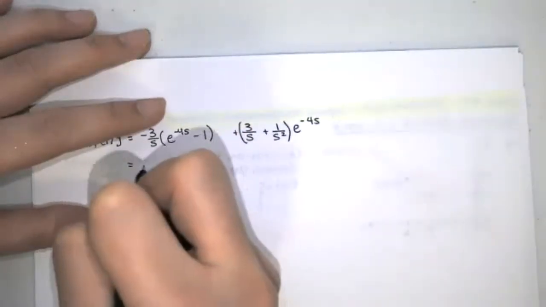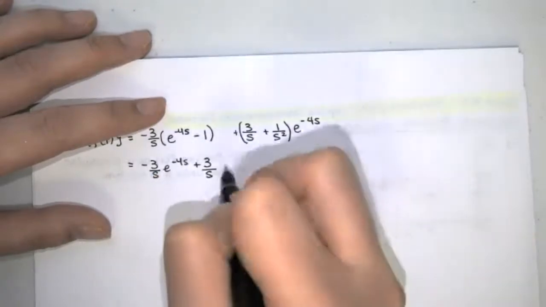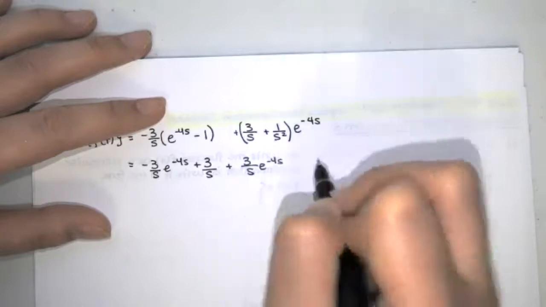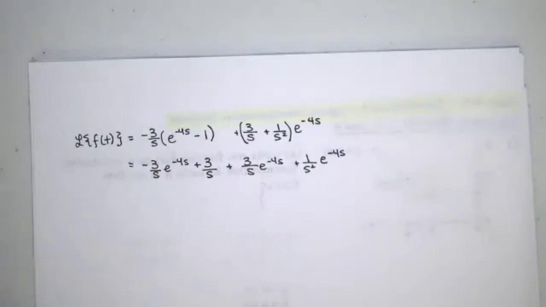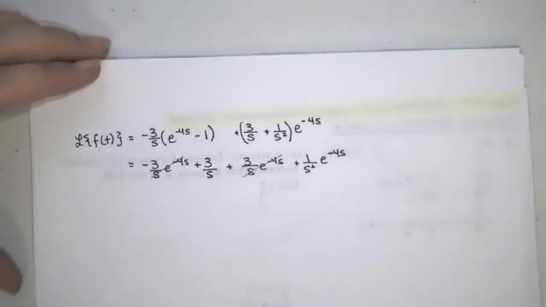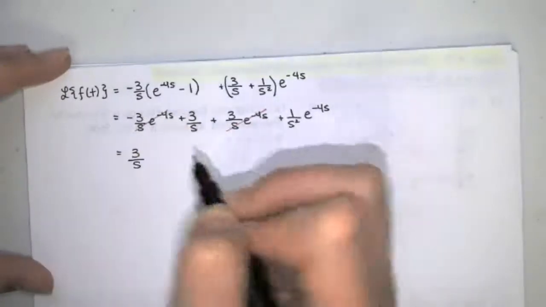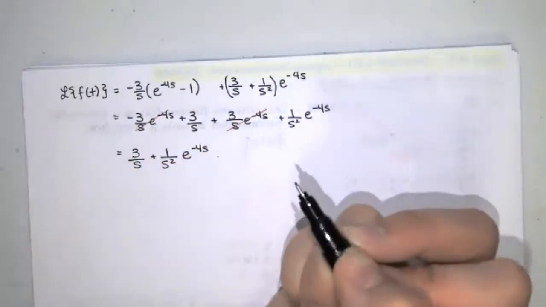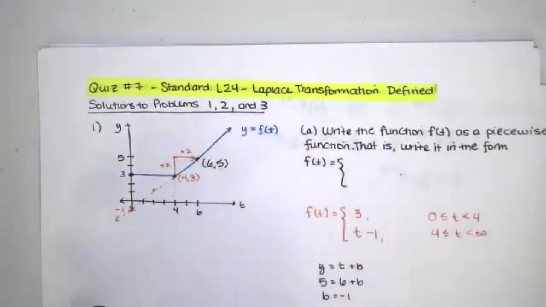And if we distribute that negative 3 over s here, and we distribute the exponential here, you see we have a cancellation. These terms are the same, but with opposite signs, so they reduce. So the Laplace transform of our piecewise function is 3 over s plus 1 over s squared times e to the negative 4s. Okay, so for the standard L24, we would stop here.